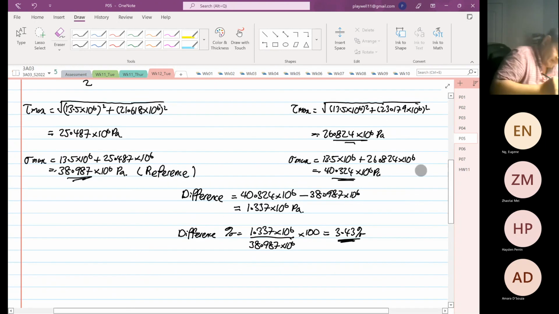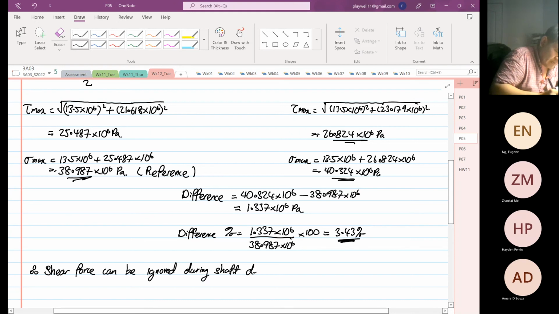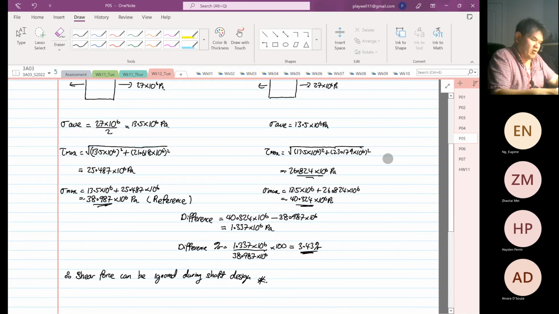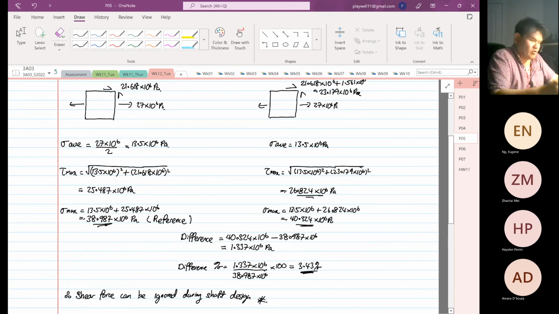Therefore, the shear force can be ignored during shaft design. If at any chance you are asked to prove why you can ignore it, this is what you have to do. You have to show with and without, and you calculate the principal stress.